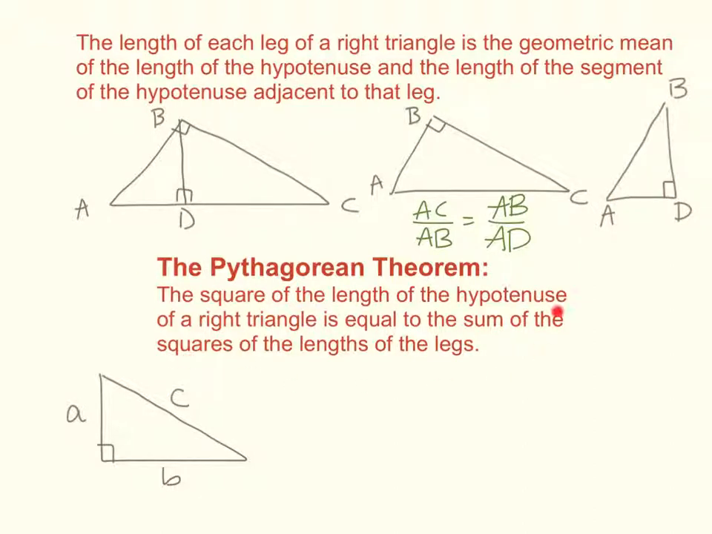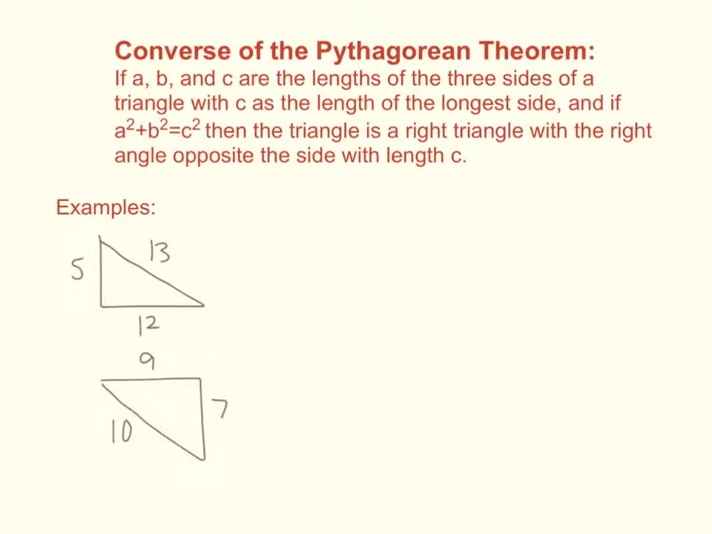Now here's the Pythagorean theorem that we all know. The square of the length of the hypotenuse of a right triangle is equal to the sum of the squares of the legs. So that tells me that a squared plus b squared has to equal c squared. This is the one that you definitely want to remember. Now, the opposite of that is just this. This is saying if A, B, and C are the lengths of the three sides of a triangle, and C is the length of the longest side, and this is true, then it's going to be a right triangle.